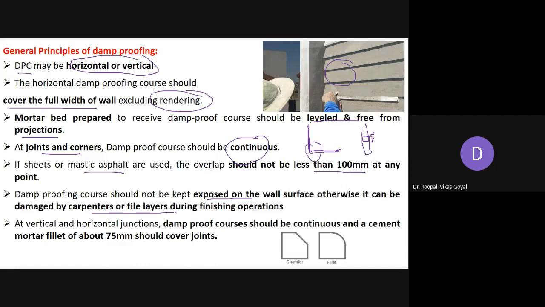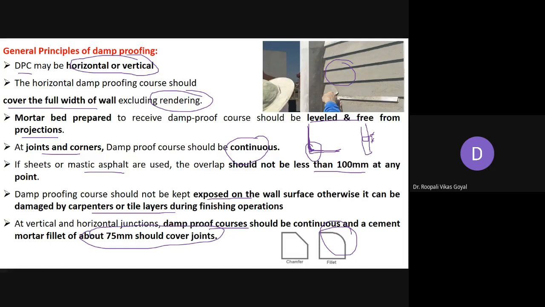Then at horizontal and vertical junctions, this DPC should be continuous and a cement mortar fillet of about 75 mm should cover the joint. This kind of fillet should be provided. So here a proper fillet is to be provided, so that it is continuous at the joint.